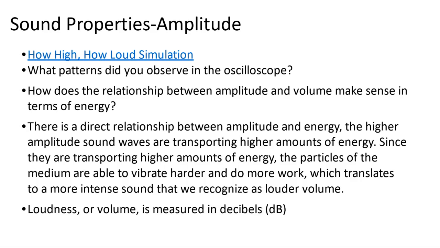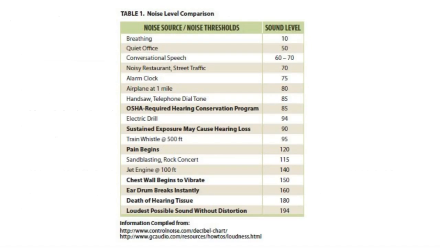Now, loudness or volume is measured in decibels or dB, and amplitude is equal to volume. So, what property determines the volume in a sound wave? It's going to be amplitude. And so what you're going to see here is just some noise level comparisons. Breathing has a sound level of about 10 decibels. A quiet office, maybe a classroom, maybe 50 decibels. A noisy restaurant or street traffic would be about 70. Your alarm clock would be 75 decibels.